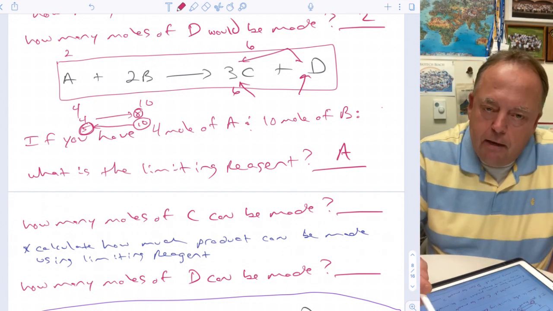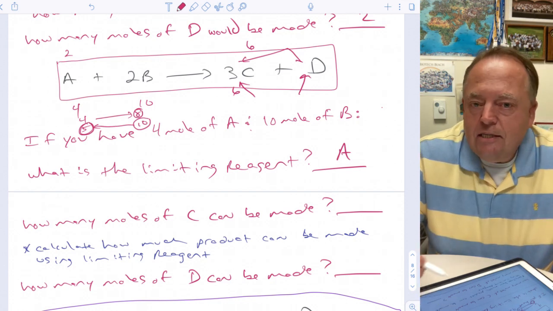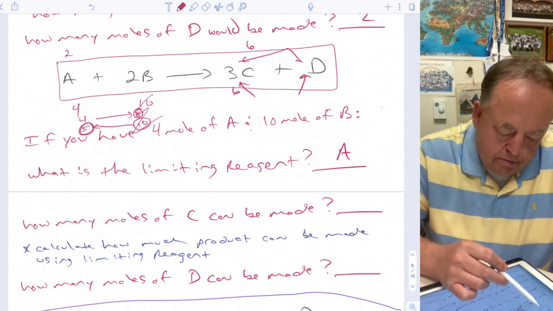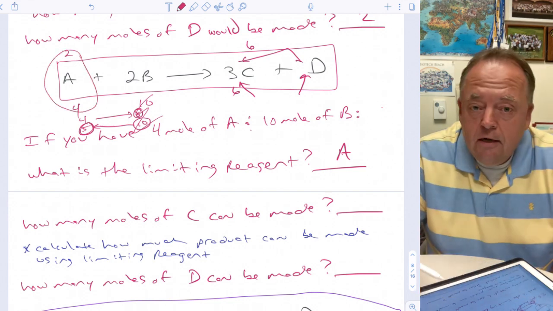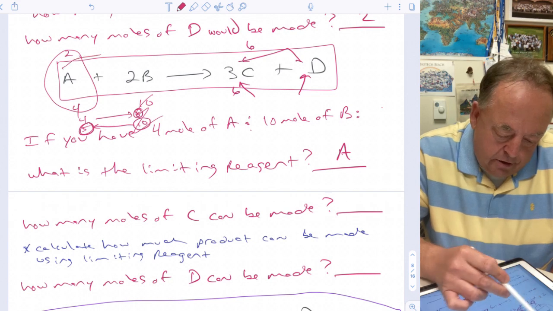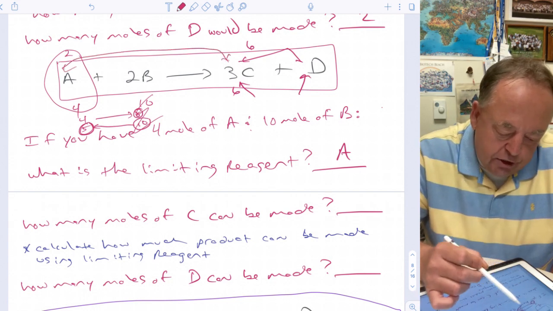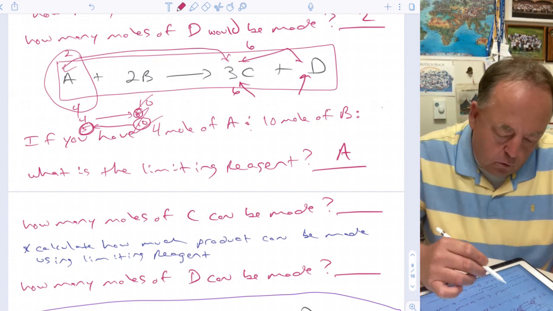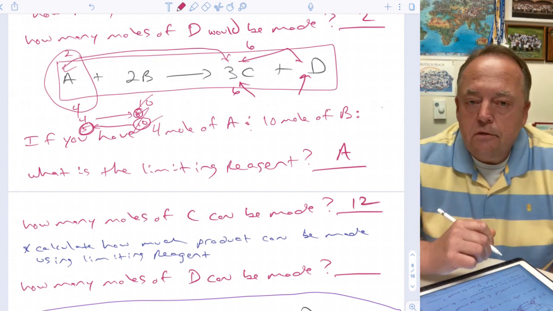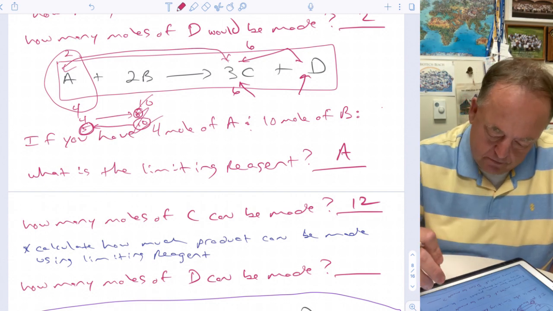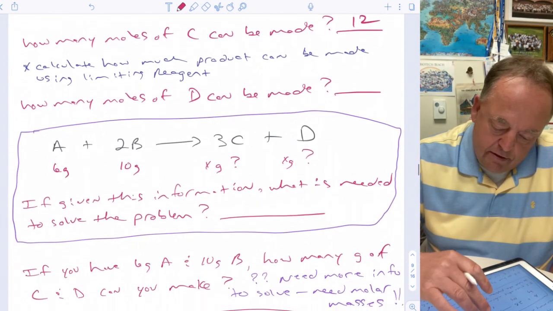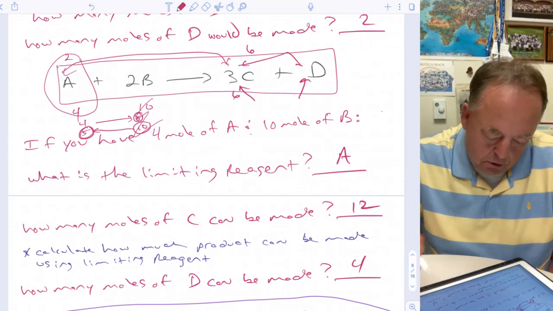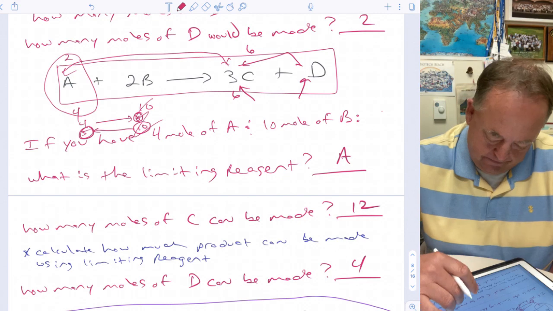How many C could be made? Well, you use the limiting reagent to figure out C. So now it doesn't matter that you had 10 B's because you're going to do the math based on the limiting reagent, 4 A's. So if A to C has to be in a 1 to 3 ratio, then 1 A would make 3 C's, so 4 A's would make 12 C's, right? 12 moles of C. Okay, so hopefully that made sense. And then A and D has to be in a 1 to 1 ratio, so if you had 4 moles of A, you could make 4 moles of D.